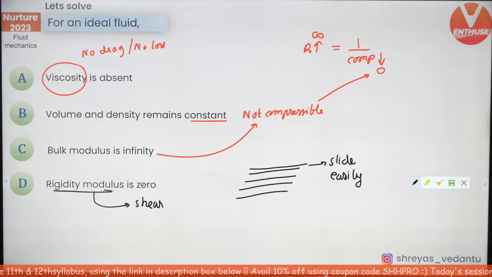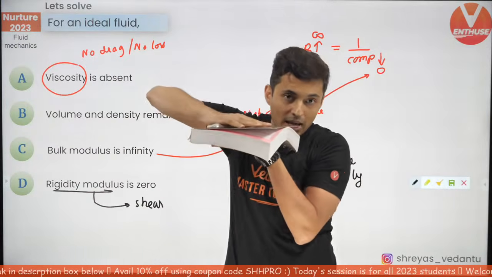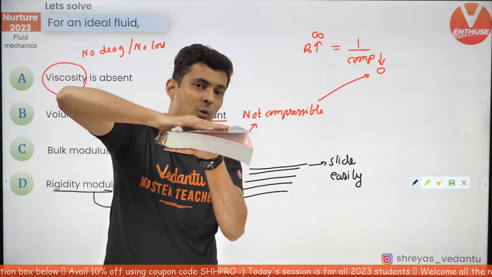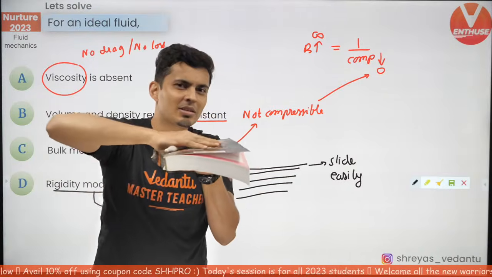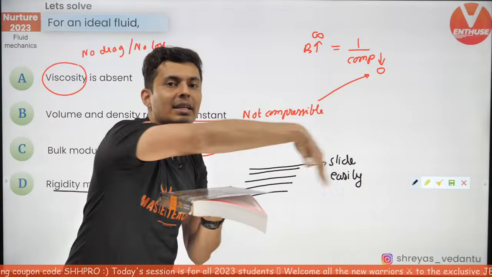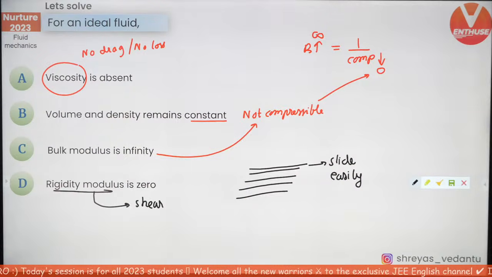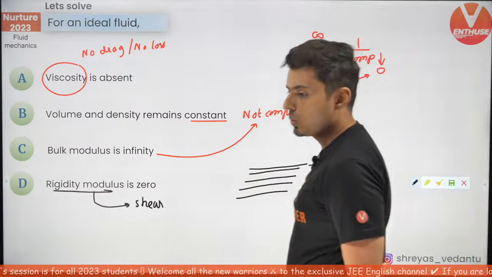Another example for that would be, imagine, this is a book with lots of pages in it. If I apply a force like this, you can see the pages slide over each other. There is some shear modulus. But if this was a liquid, all the layers would start sliding and they will flow and spread everywhere. So that's why shear modulus is basically 0.